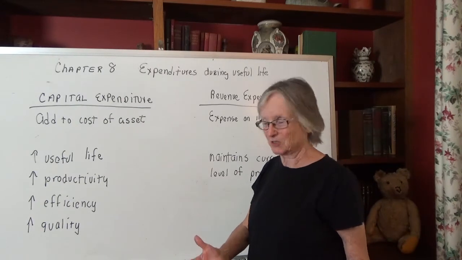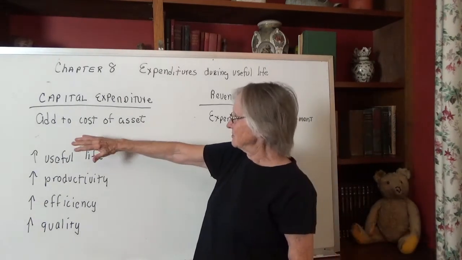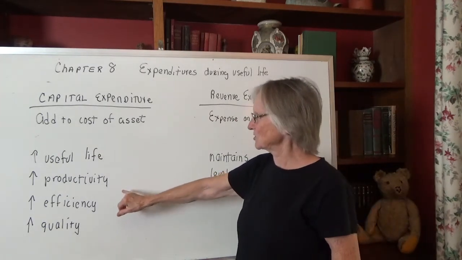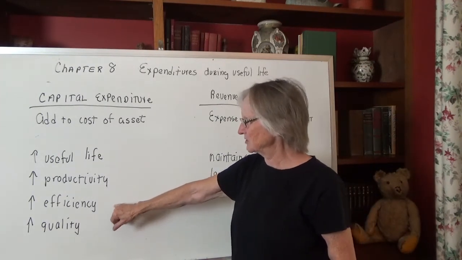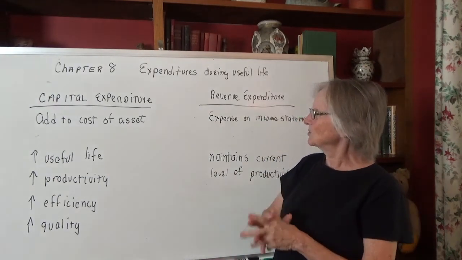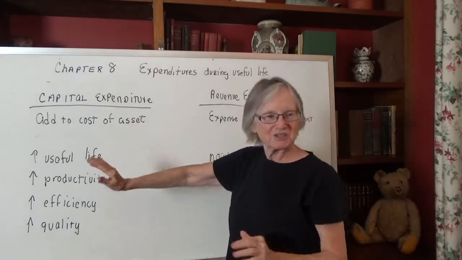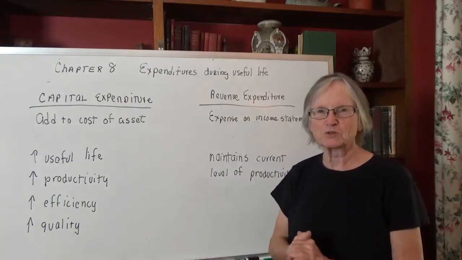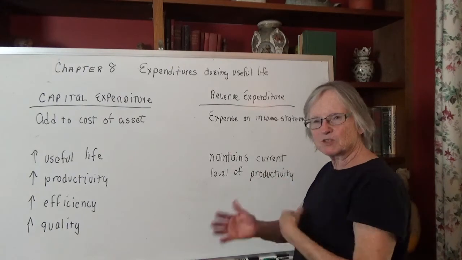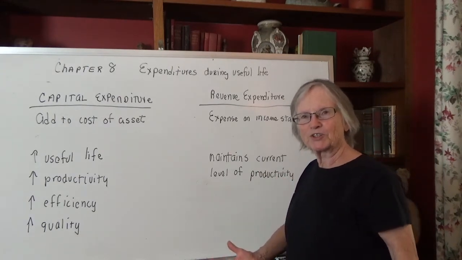So in order to call it a capital expenditure, somehow it has to increase the future economic benefit, since that's the definition of an asset. It's got to increase the useful life. Maybe it increases the productivity, the efficiency, or the quality of the output. So to call it a capital expenditure, somehow it has to increase the future economic benefit. It's an expense if it just keeps things running the way they currently are.